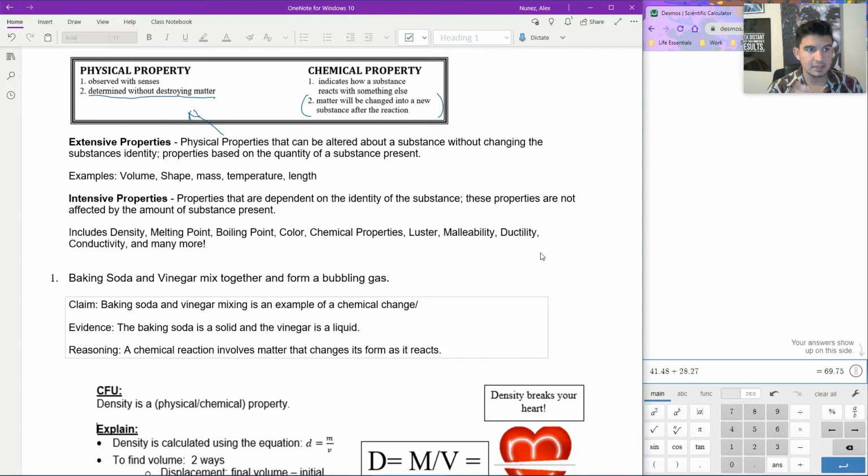So as you're trying to figure these out, ask yourselves, is the matter being destroyed? Is it turning into something new? If it's turning into something new, that's a chemical property. Or if it's just physically being altered, that would be a physical property.